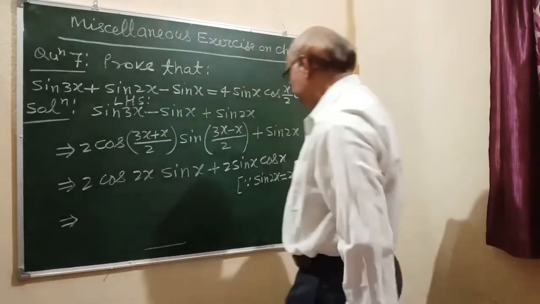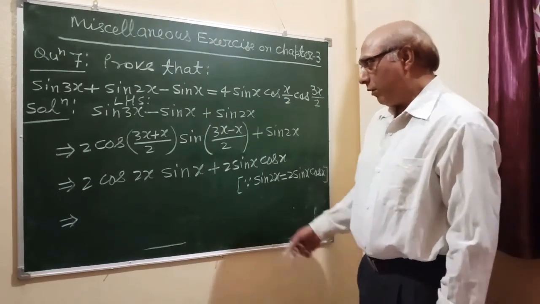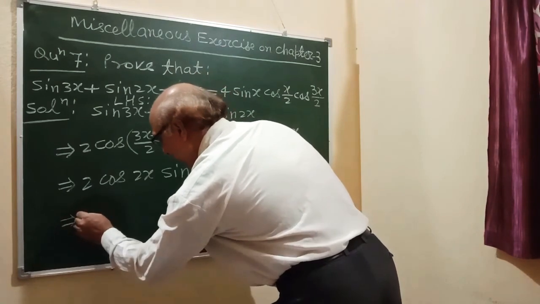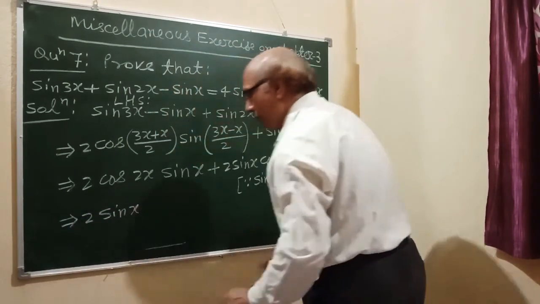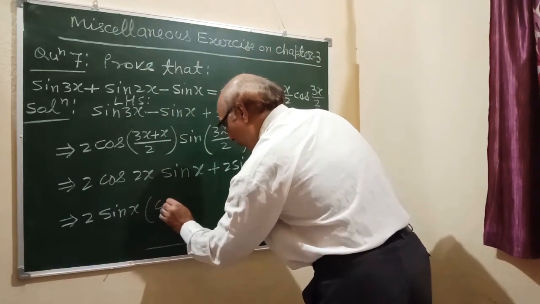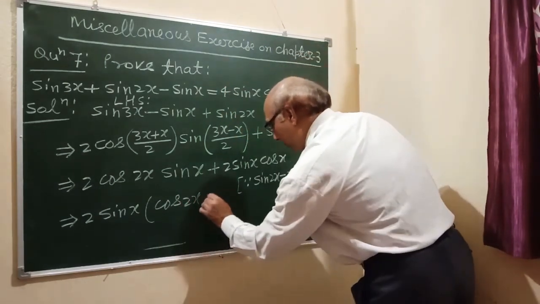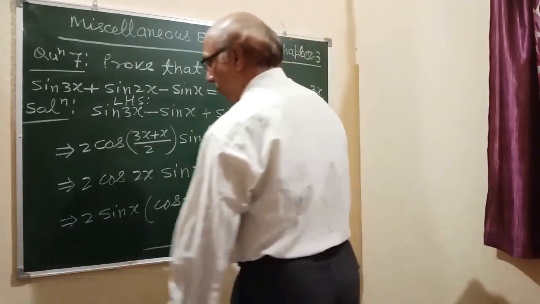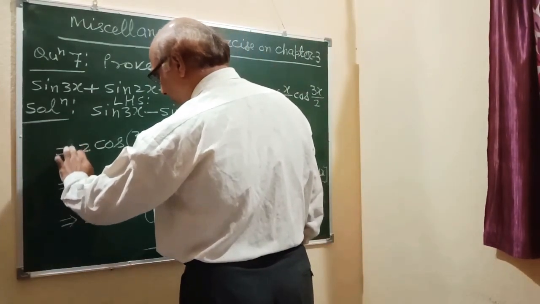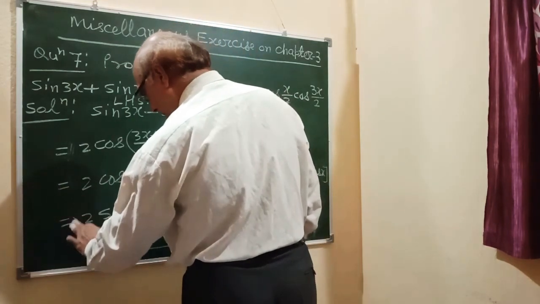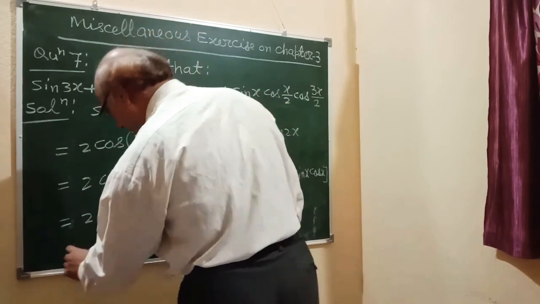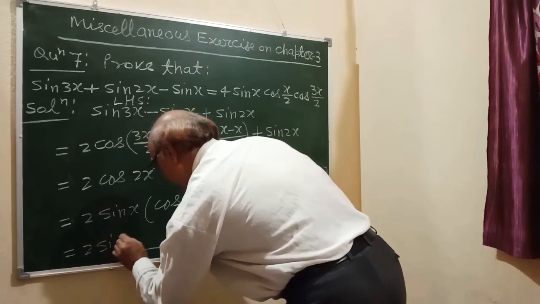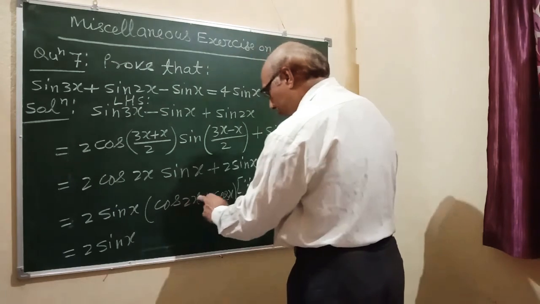And this implies that here we can take 2 sin x common from these two, we get 2 sin x in bracket cos 2x plus cos x. Here this is equal to, because we use LHS. And this implies that 2 sin x times cos 2x plus cos x.